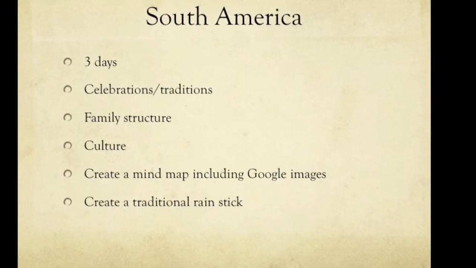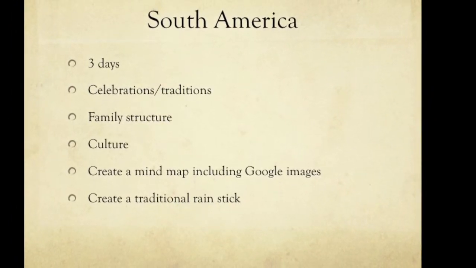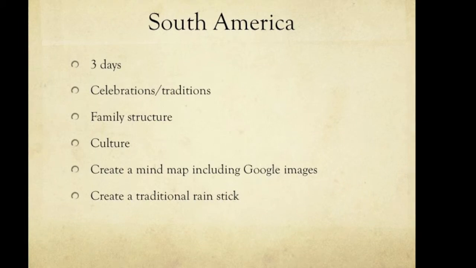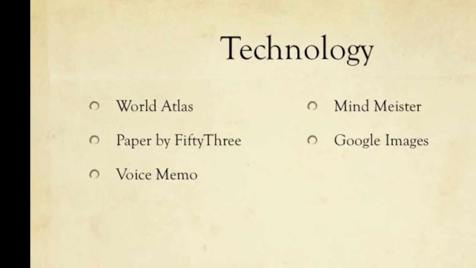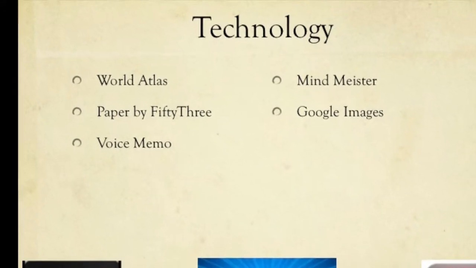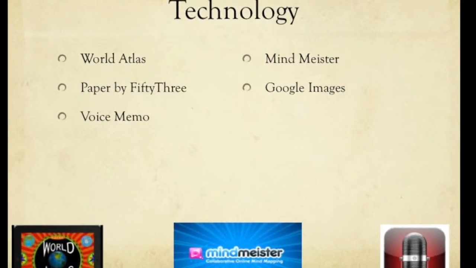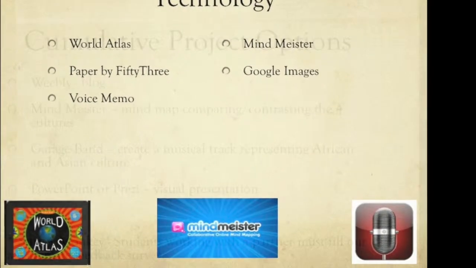At the end of the lesson, students will understand the importance of rain and the rain dance, and they will be creating their own traditional rain stick. Technologies in this part of the unit include World Atlas, Paper by 53 and voice memo, MindMeister, and Google Images.